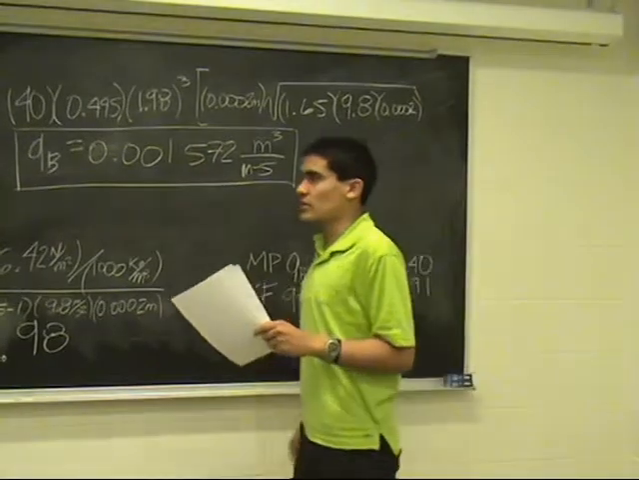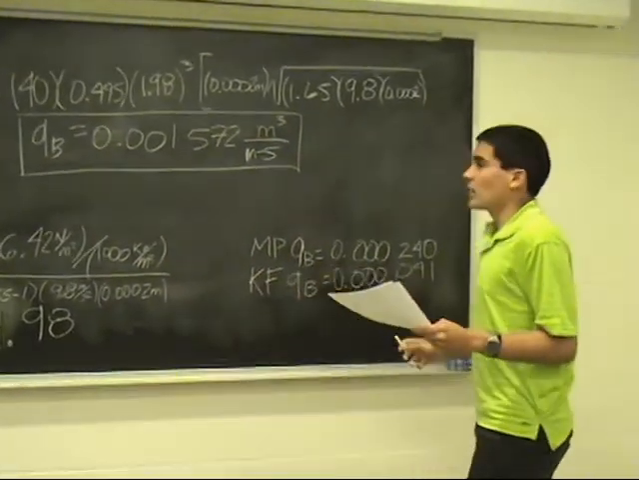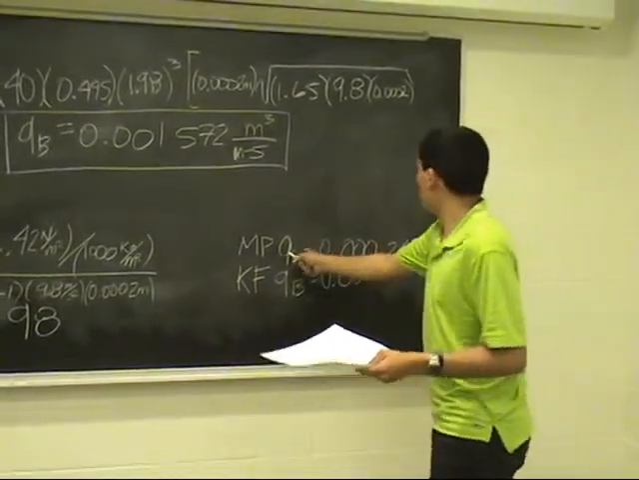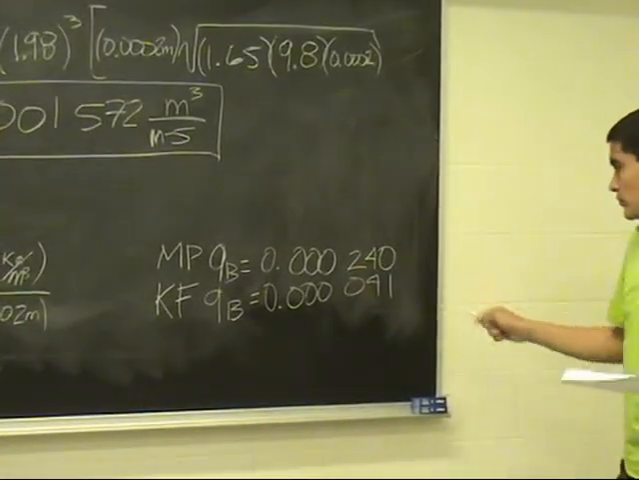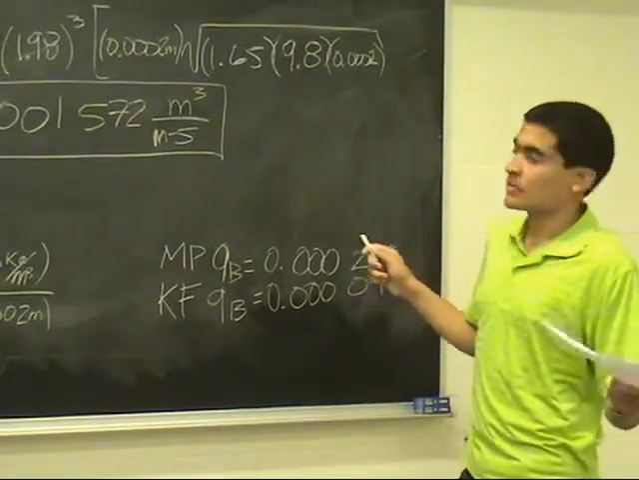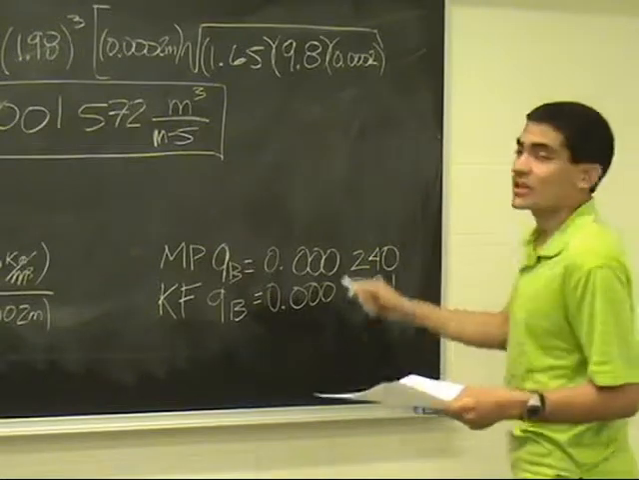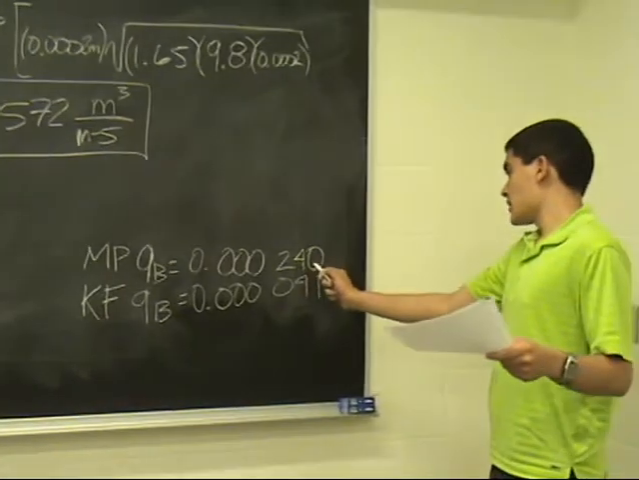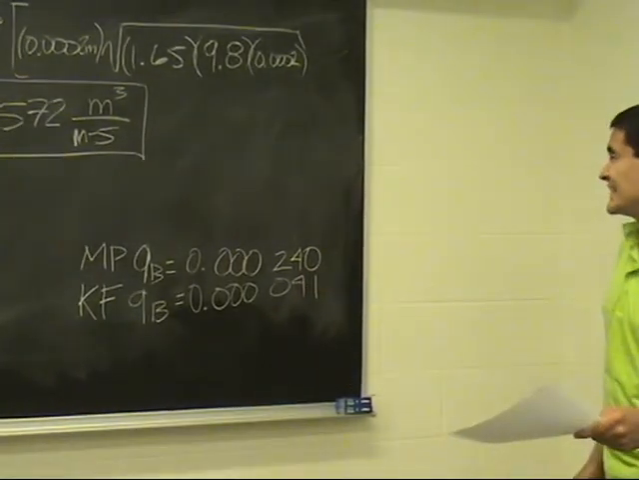So how does this compare to Meyer-Peter? Well, I encourage you to work through that. You should get that the bed load transport is 0.0024 meters cubed per meter per second. And if you work through the Kalinske-Frijlink, you get an even smaller number, which is 0.000041 meters cubed per meter per second.